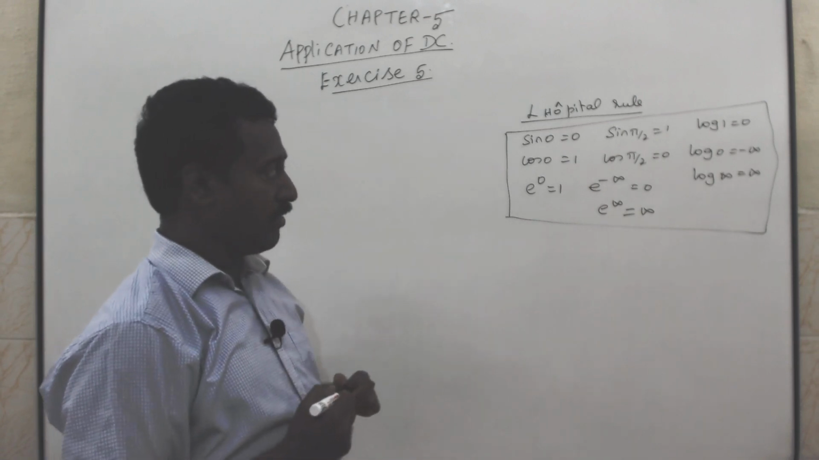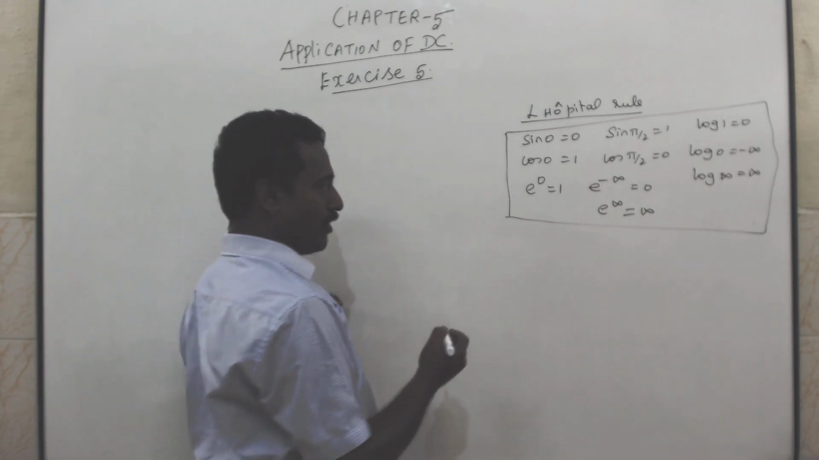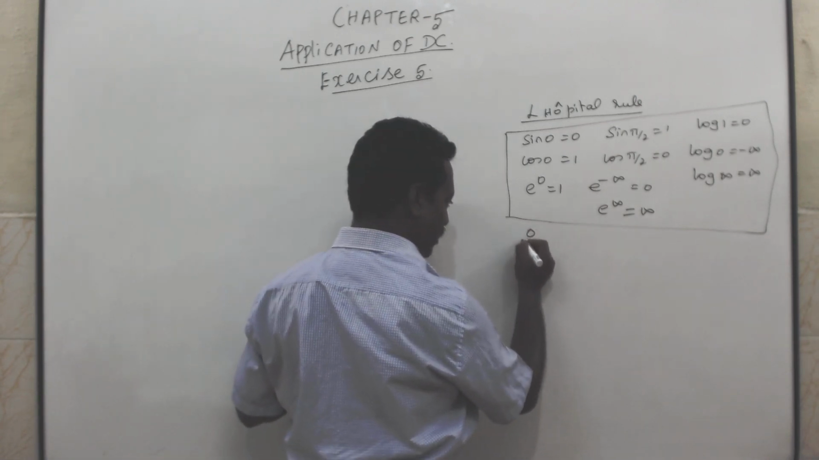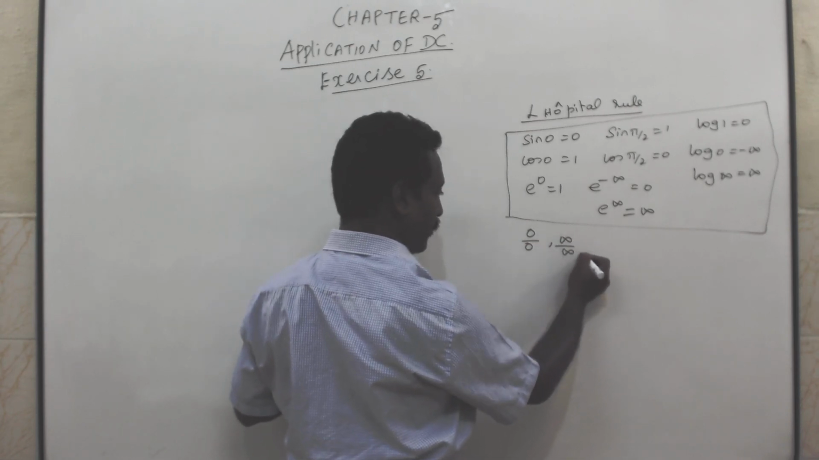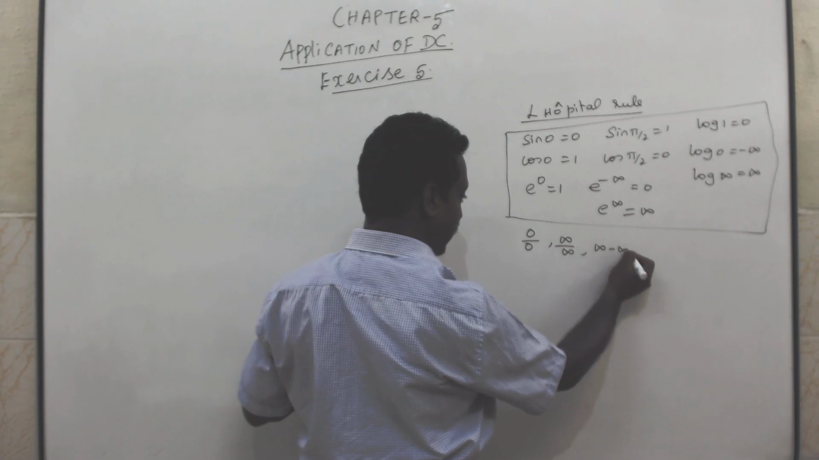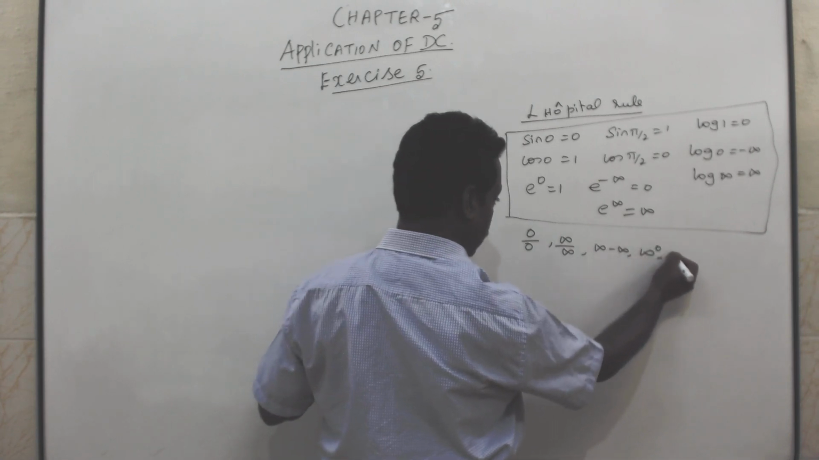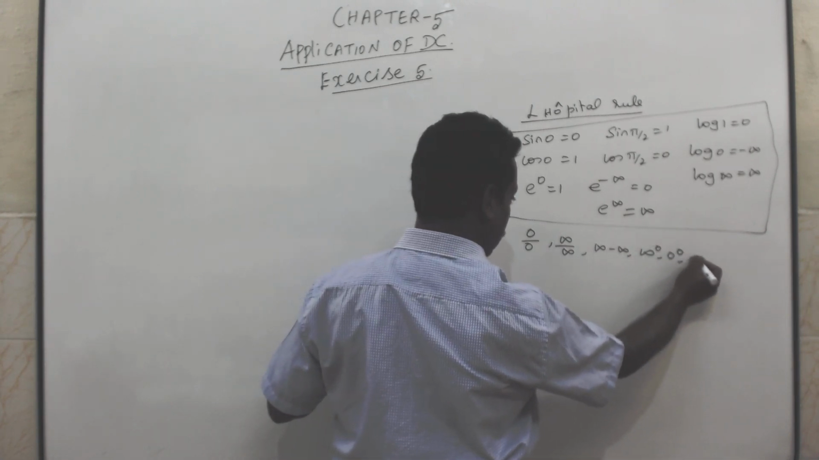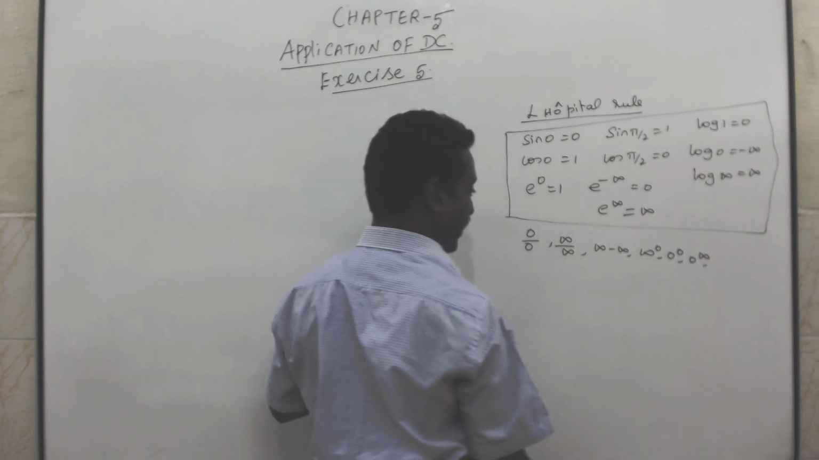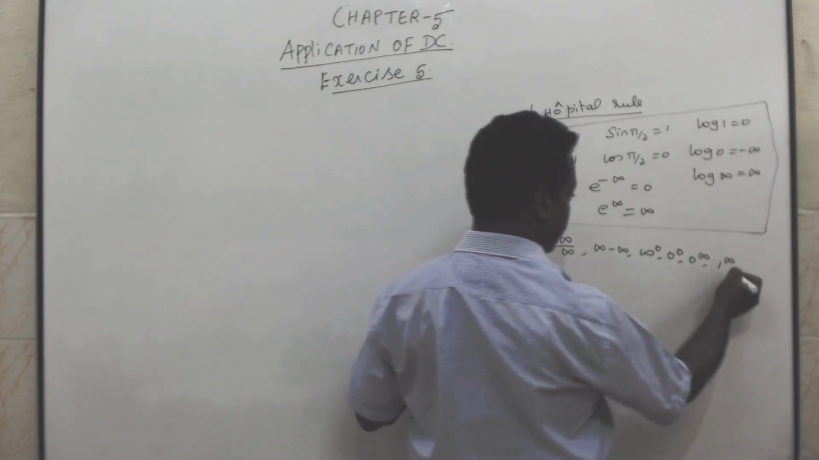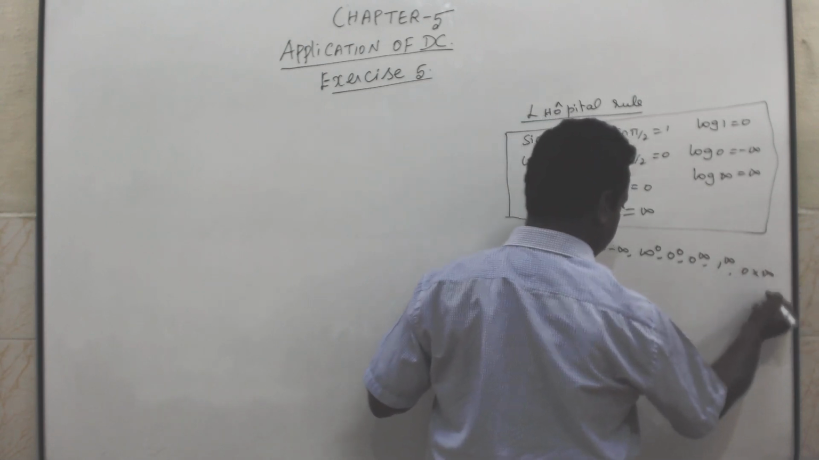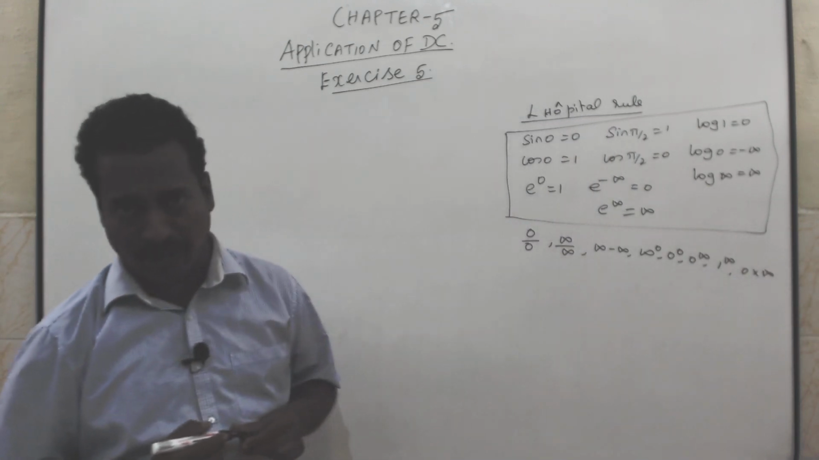Then, indeterminate form. What are the indeterminate forms? When we substitute, if the result is 0 by 0, infinity by infinity, infinity minus infinity, infinity power 0, 0 power 0, 0 power infinity, 1 power infinity, or 0 into infinity, these are the indeterminate forms.